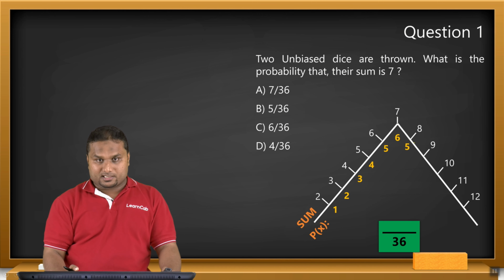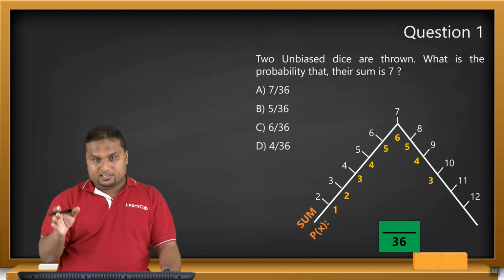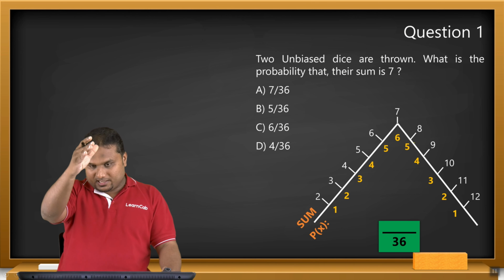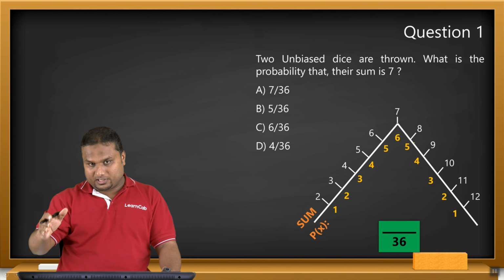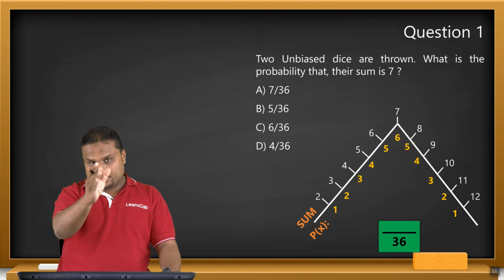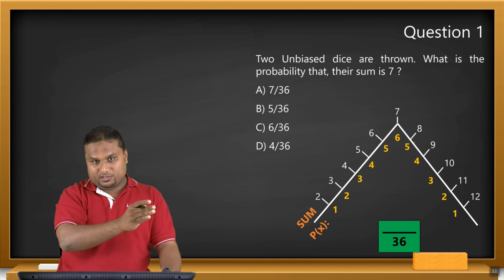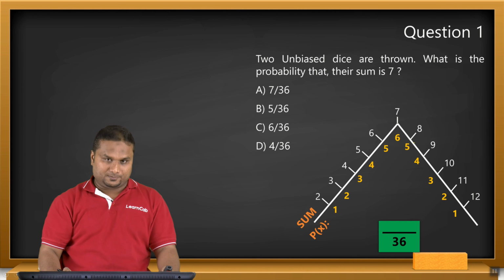Okay. Now let's discuss the right side. Sum is equal to 8, it is 5 by 36. Sum is equal to 9, it is 4 by 36. Sum is equal to 10, it is 3 by 36. Sum is equal to 11, it is 2 by 36. Sum is equal to 12, it is 1 by 36. It is 6, 5, 4, 3, 2, 1 and 6, 5, 4, 3, 2, 1 in the same order.